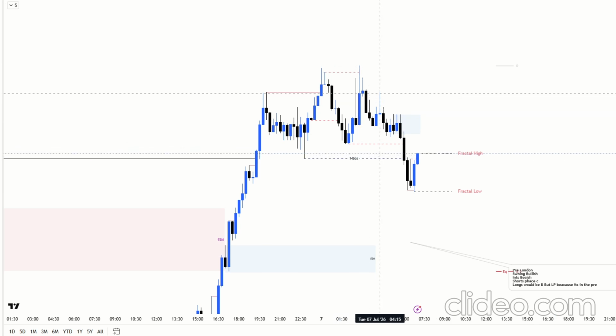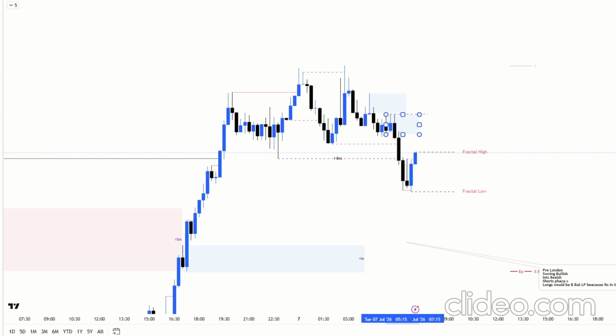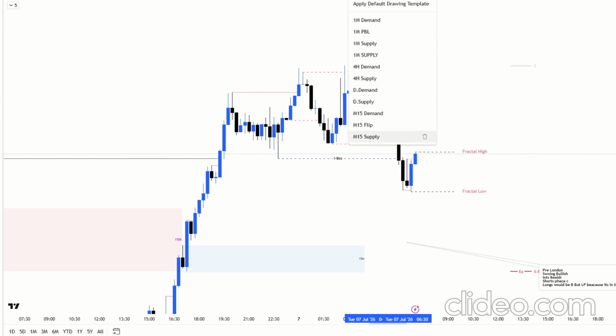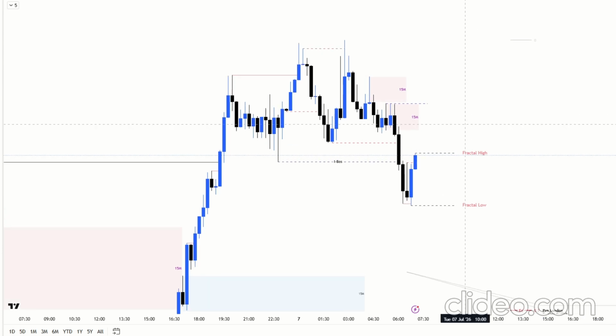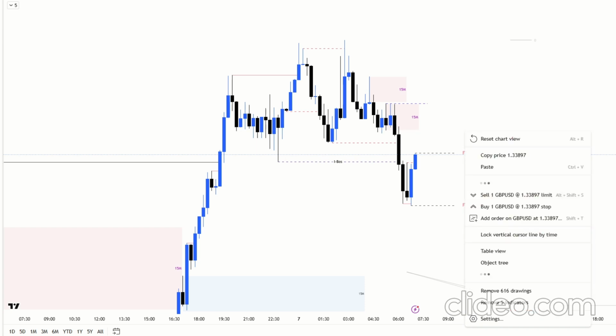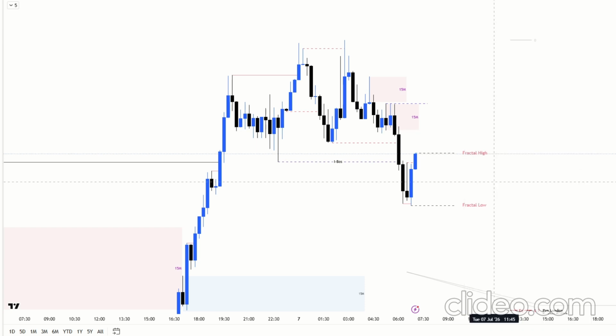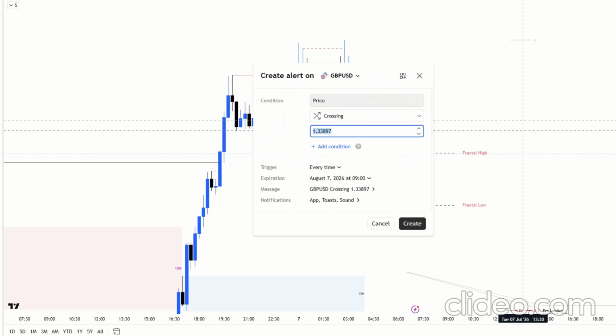We have this long wick here, mitigated, so we may use this as the liquidity to that zone, to that extreme zone. So we shall be watching this supply, M15 supply, and see what will happen when price comes to these zones. So we shall just put our alerts and go on.